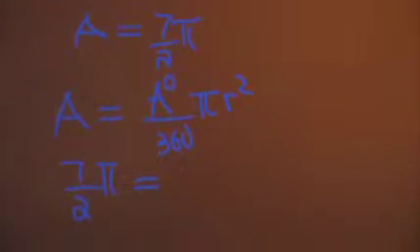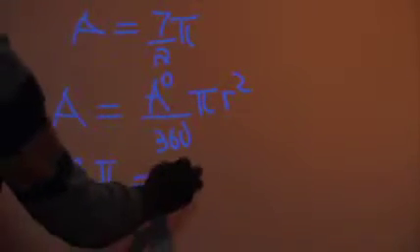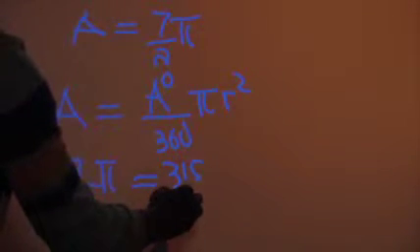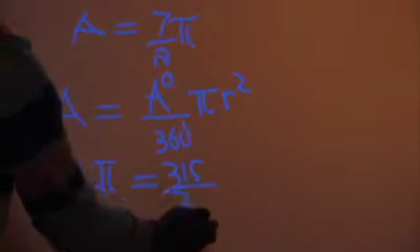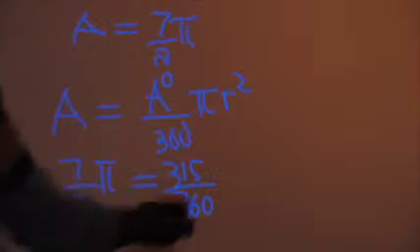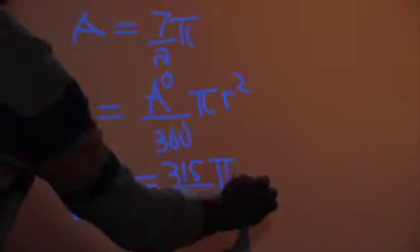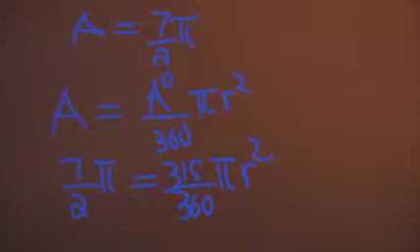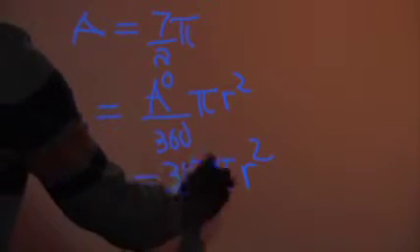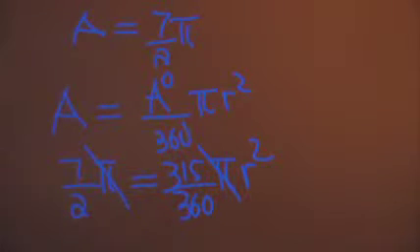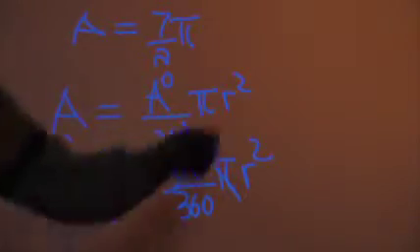The measurement of this angle we have here is 315 over what? 360 pi r squared. Now, several things can happen here. First of all, the pi's can cancel. Pi would cancel with pi. And the next thing we could possibly do is to simplify 315 and 360. So let's see if we can do that.